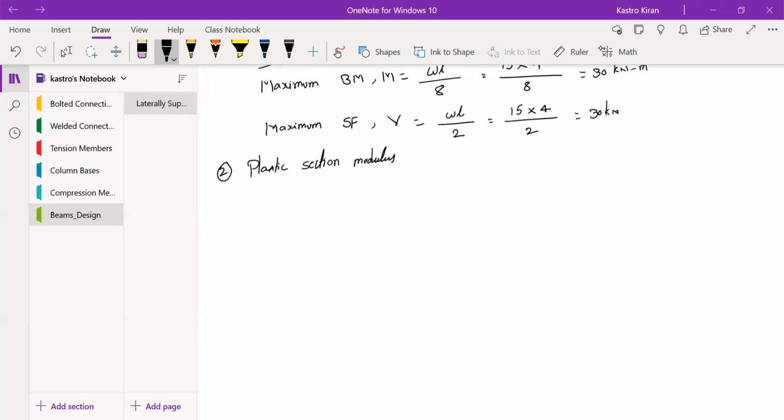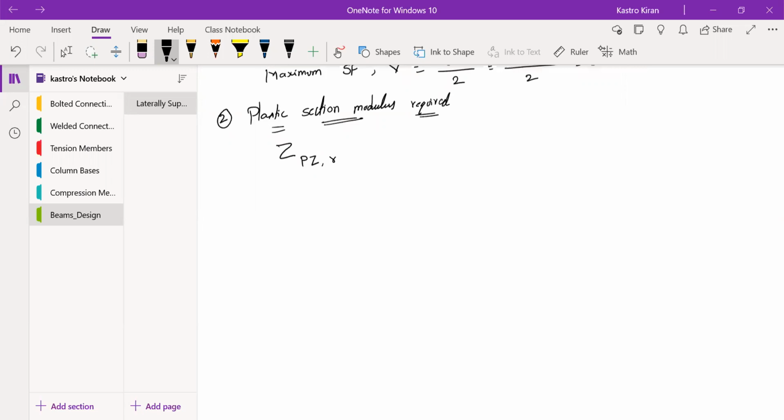Plastic section modulus required. Let's keep it as required only. Okay, that is ZPZ required. So plastic section modulus is denoted with ZPZ, and you need to find out the required plastic section modulus. You don't know what is the exact plastic section modulus. So the formula for this is M into gamma M naught by Fy. So this is the formula which we have said, right?